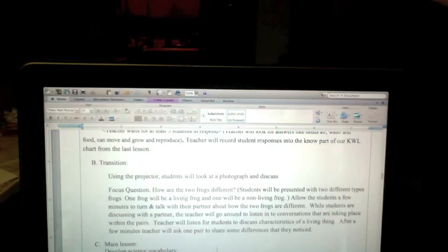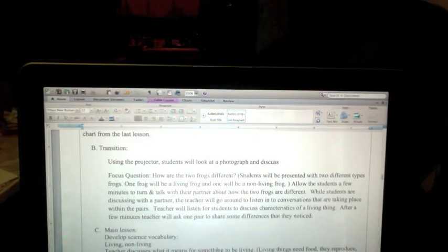Another thing that I would do is use a projector screen with photographs. One would be of a living frog and one of a non-living frog. My question is, how are the two frogs different? I would allow the students a few minutes to turn and talk with their partner about how the two frogs are different. While the students are discussing, I would go around and listen to conversations taking place within the pairs, listening for students to discuss characteristics of a living thing. After a few minutes, I would ask one pair to share some differences that they notice.